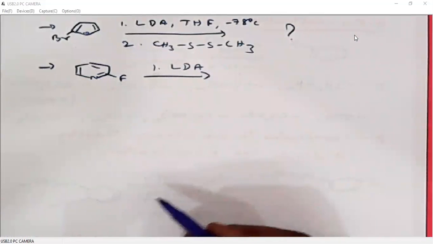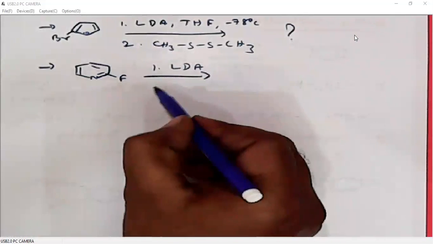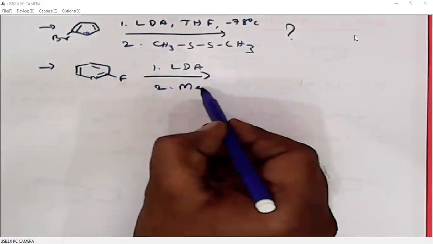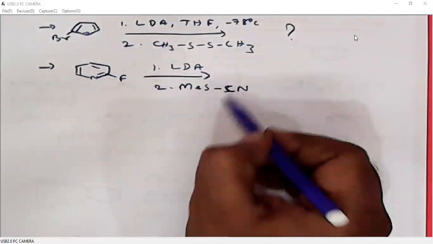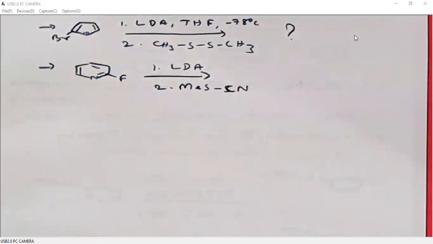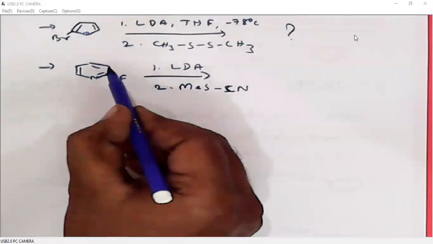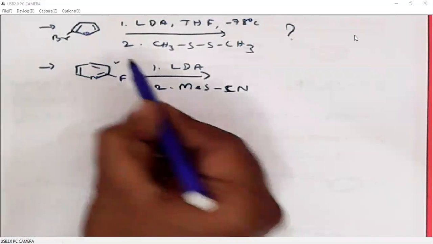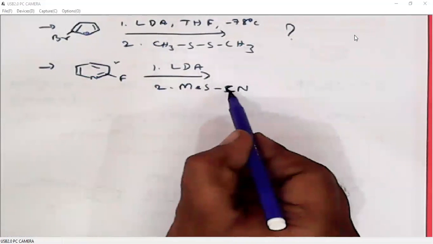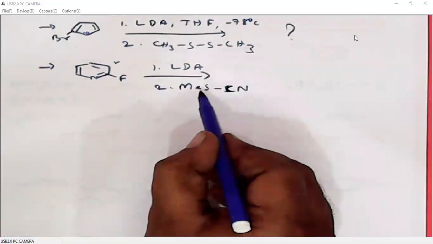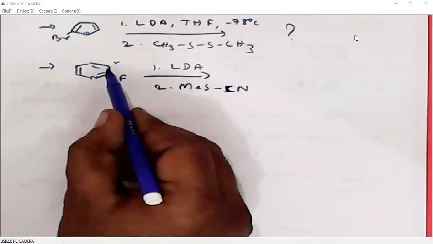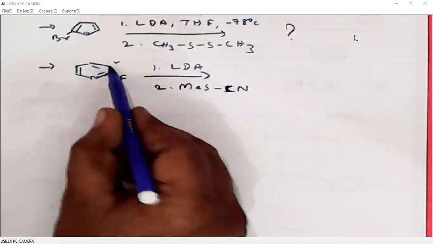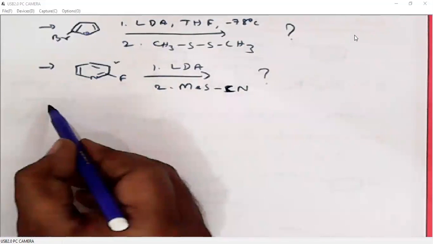In this case also, LDA acts only as a base. It generates an anion here. CN is a good leaving group. Again, it will undergo substitution on sulfur. It forms a bond with sulfur here. So you write the product.